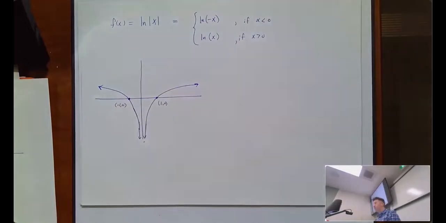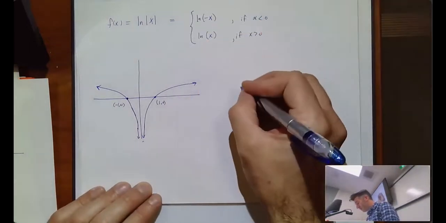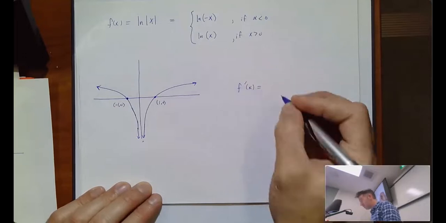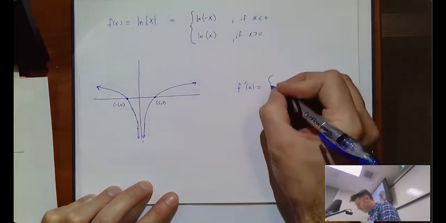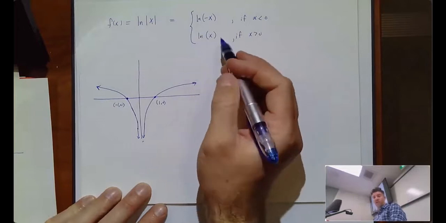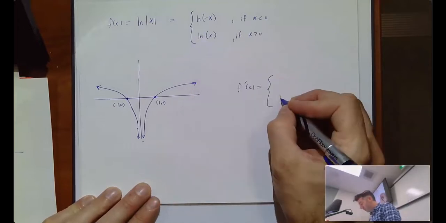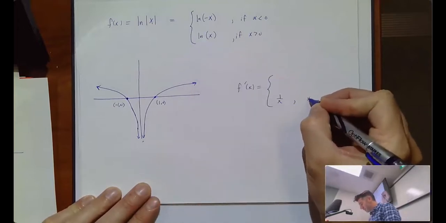Okay, so there's our natural log of the absolute value of x graph, defined on the left and the right. And now let's see what happens when we take the derivative of this. I'm going to do it piecewise. So let's do the right piece first, because we know the derivative of the natural log of x is just 1/x, when x is greater than 0.